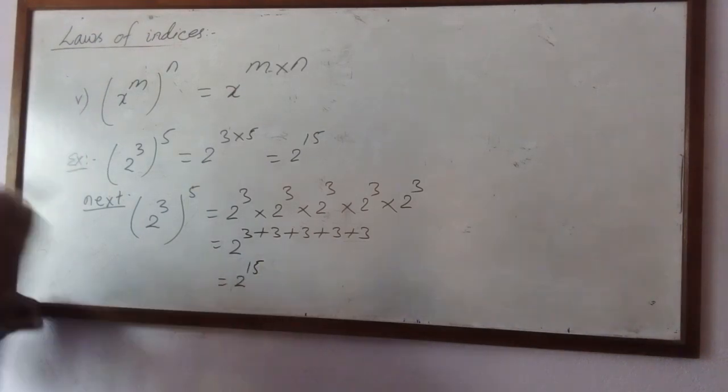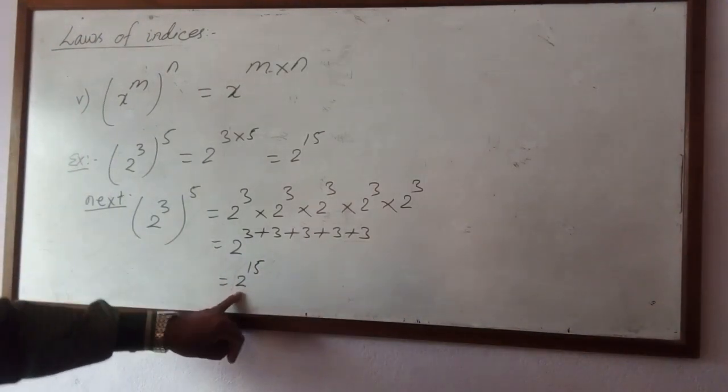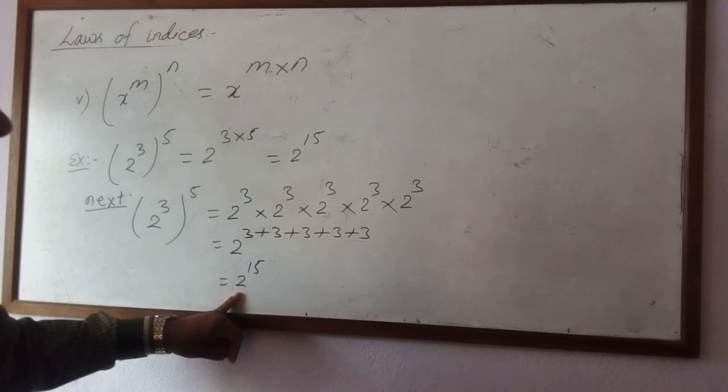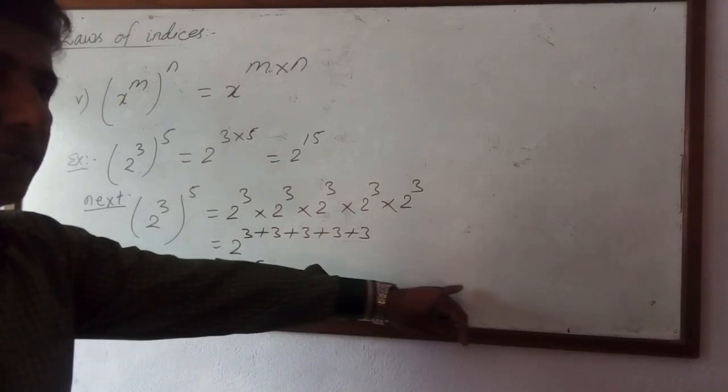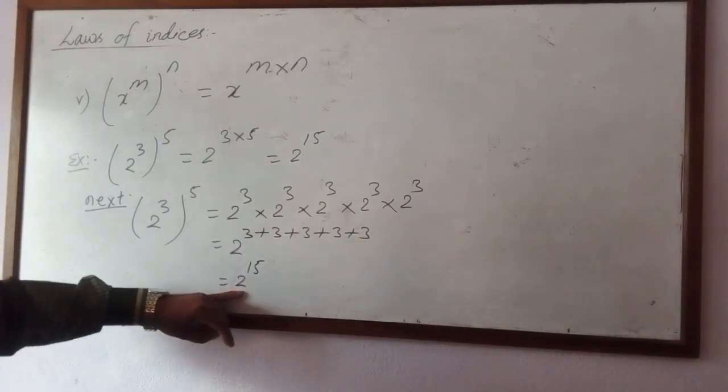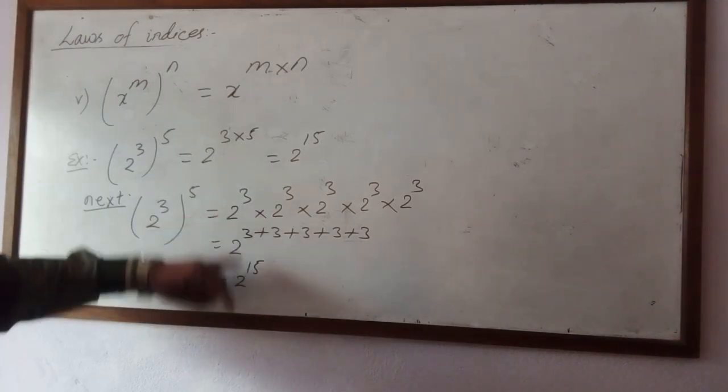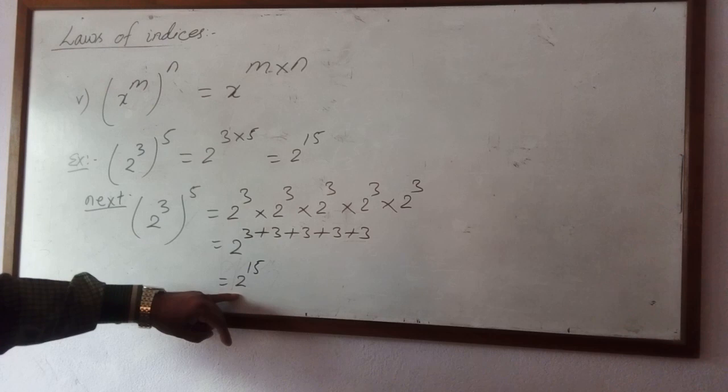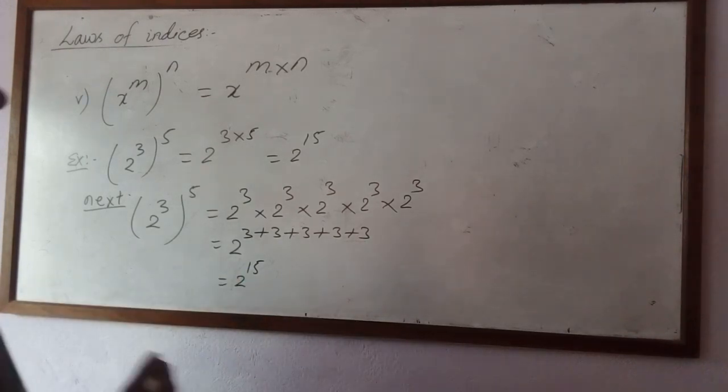Now, what is the meaning of this one? 2 power 15 means multiply 2 by itself 15 times. 2 times 2 times 2 like this, up to 15 twos, you have to multiply. That gives a large value. That's why we write the answer in this form. If you want to multiply it out, you can. Okay, next one.